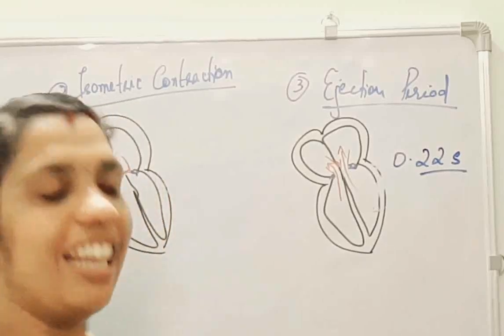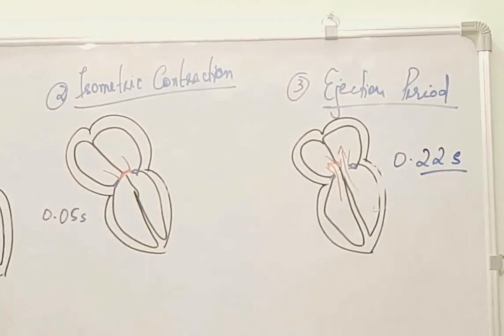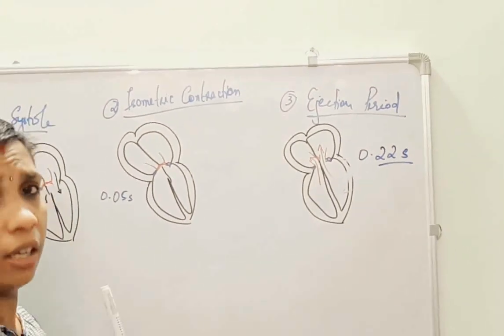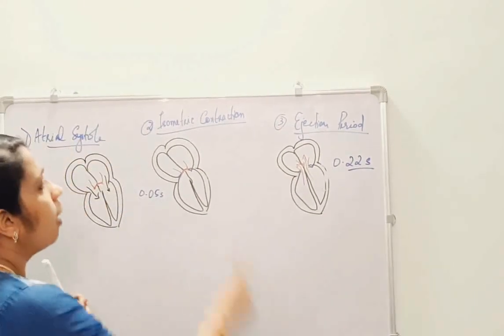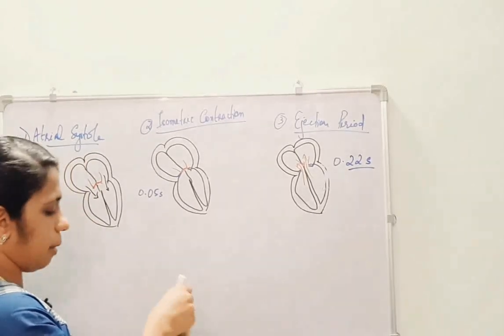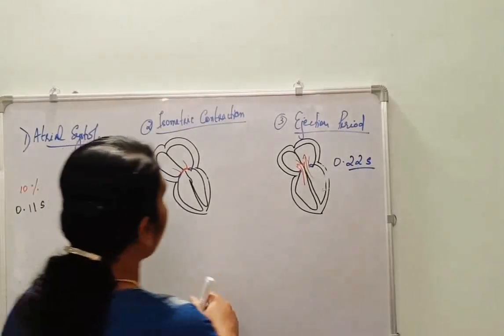If you have any doubt, you can comment in the comment box and we will discuss again. So these are the first 3 steps. The next step is protodiastole.